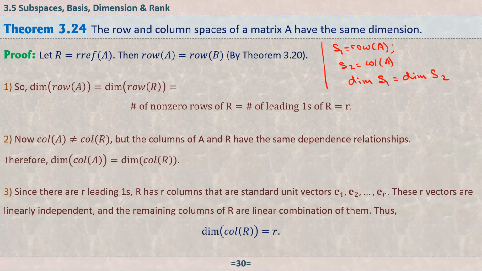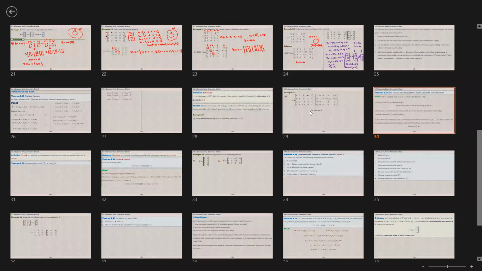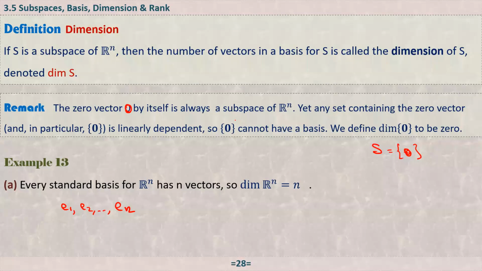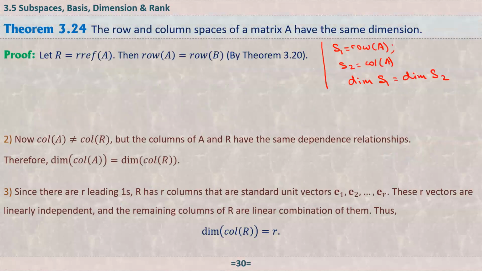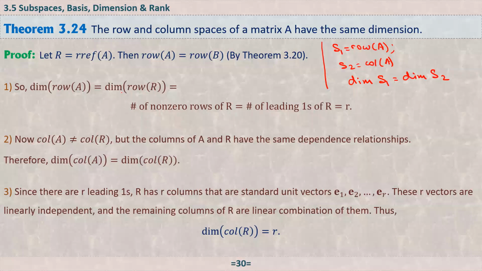We'll start from the first fact. We assume that capital R is the reduced row echelon form of A. We know how to do that, right? By applying a bunch of elementary row operations, we can reduce A to this reduced row echelon form.